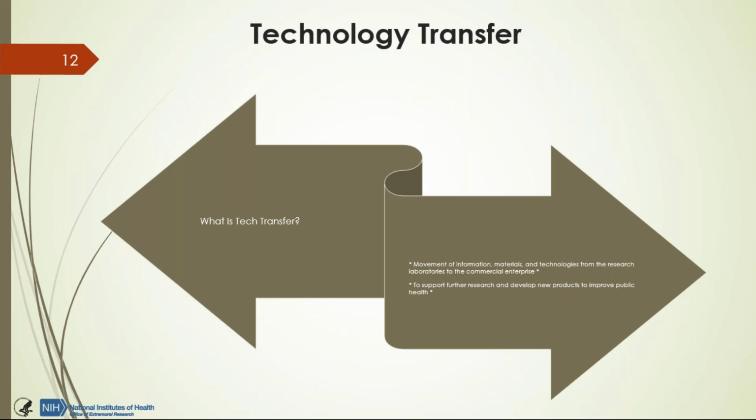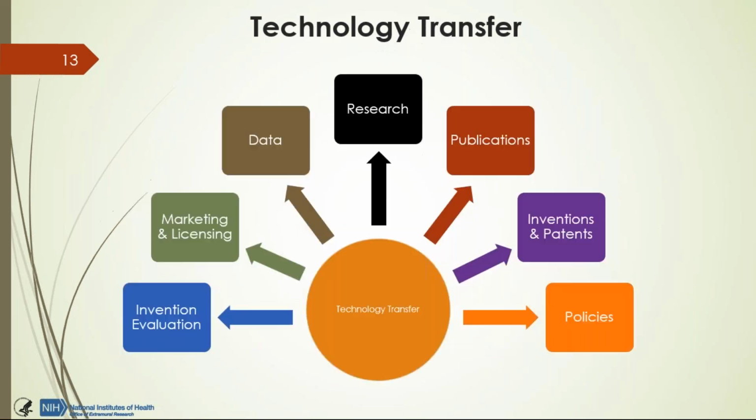It's the transfer. On the next slide, you will see some examples of technology transfer when you're talking about data or research, publications, inventions, and patents. We'll talk about patents shortly, but issued patents all become public. So it's a vehicle to transfer information also.